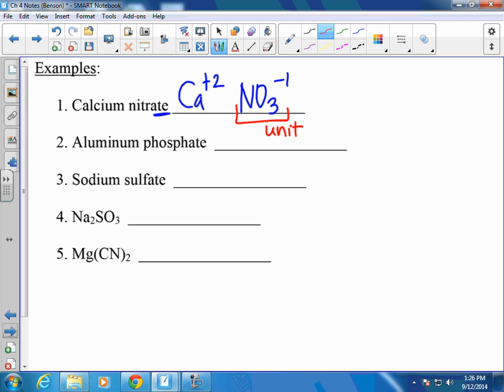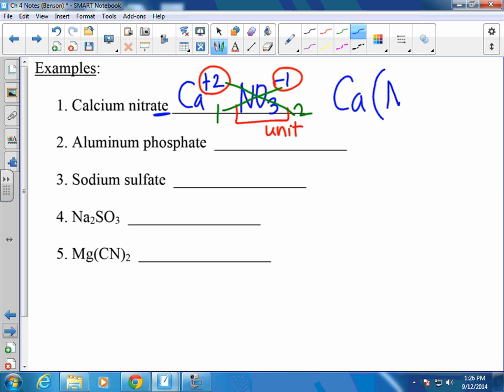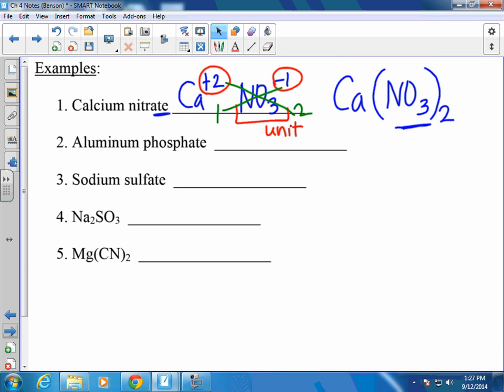As I look at this, I can see that +2 and -1 still do not equal 0. So I'm still going to do my crisscross method, except that the crisscross goes all the way on the outside. Now I hope you're thinking to yourself, that really doesn't look right, NO3 with a 2 on it. So we need to use some parentheses. I just have 1 calcium, so there's no need for parentheses there. But I have this unit, NO3, which is nitrate, and I need 2 of that whole thing. So when I have 2 things with a -1 charge and this with a +2 charge, then I am neutral. So let's try the next one.